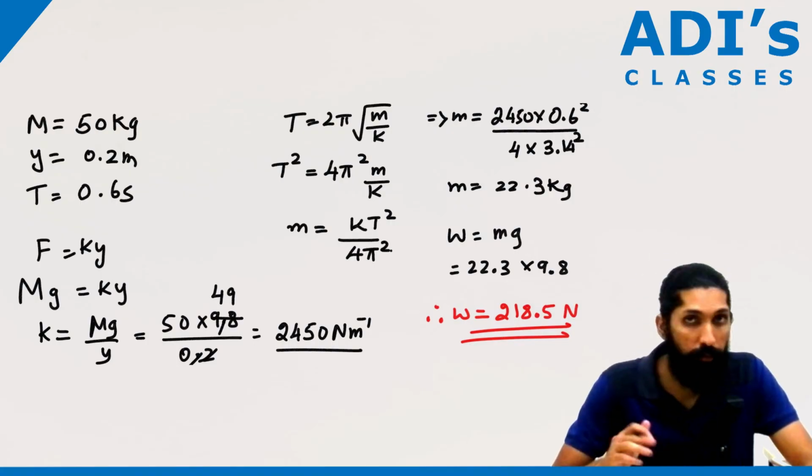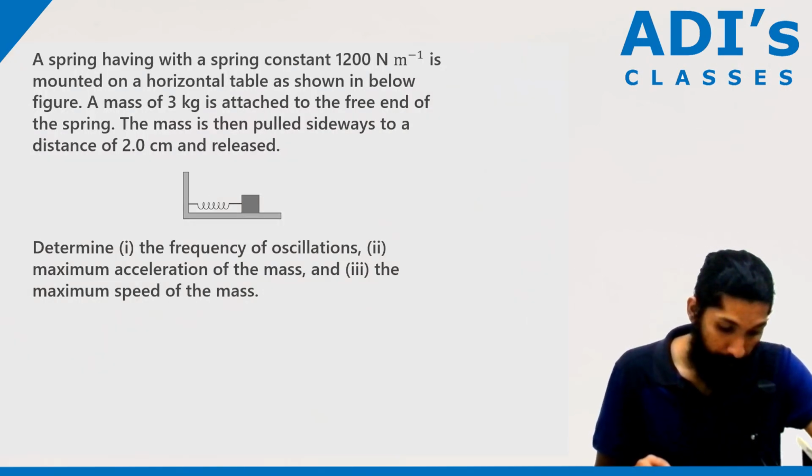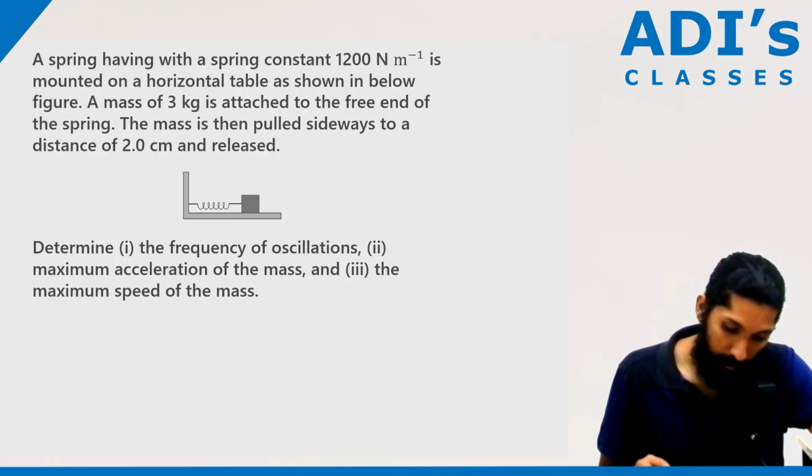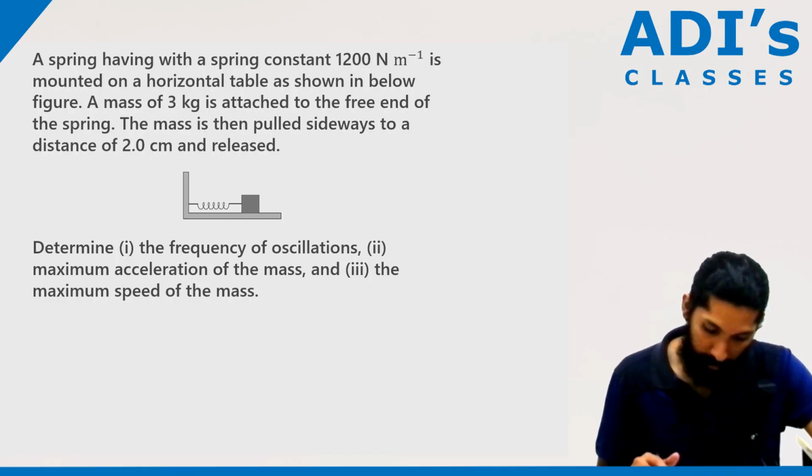Okay, this is the first one. Let's solve a couple more problems based on the same thing. See the next question. Here you have a spring, correct? A spring with a spring constant 1200 Newton per meter is mounted on a horizontal table as shown. Then a mass of 3 kg is attached to the free end of the spring. The mass is then pulled sideways to a distance of 2 cm and released. Determine the frequency of the oscillation, the maximum acceleration of the mass, and the maximum speed of the mass.